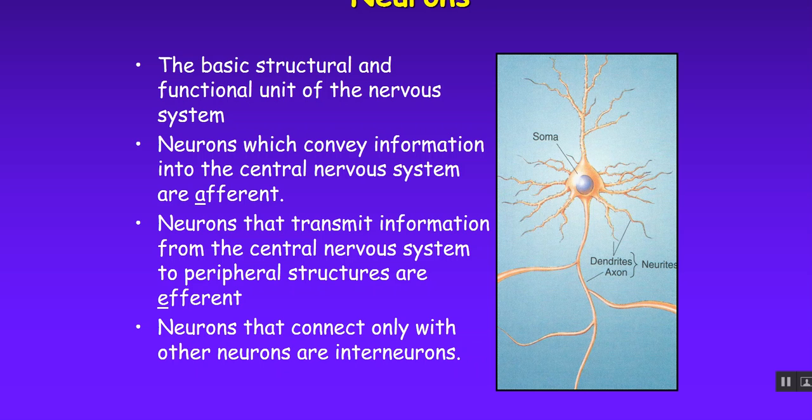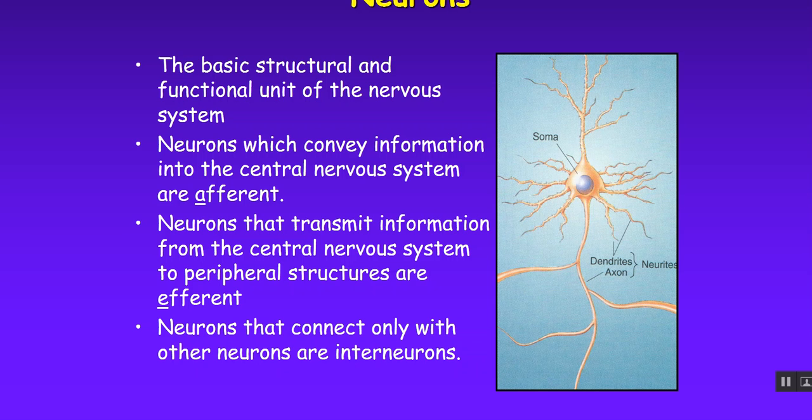If a neuron is taking an action potential or a signal and sending it away from a structure or from the central nervous system out to the periphery, like to a muscle, it's exiting, so it's an efferent. So E, exit, efferent. That's how I remember. It's an efferent type of neuron.